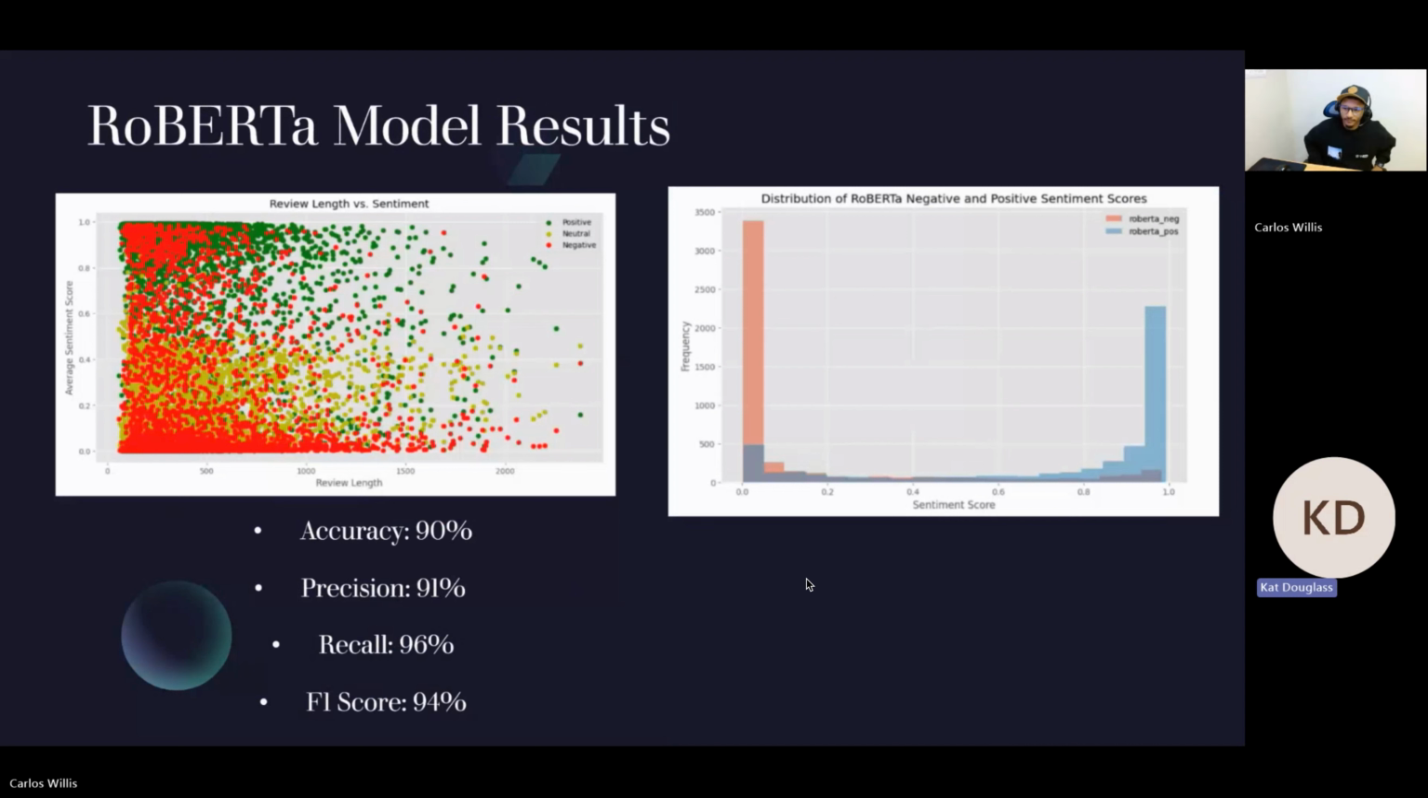So here we have the results of the Roberta model that we obtained. We can see that the model performs very well in terms of accuracy, precision, recall, and F1, which suggests that it's a very robust model for sentiment analysis. However, we can see that the scatter plot on the left displays that the sentiment and the review length are not strongly correlated. Furthermore, the histogram on the right shows that the model is more likely to assign a sentiment score at extremes, either very high or very low. And this could be due to the nature of the text itself of the reviews, or it could be due to the model's confidence in its predictions.